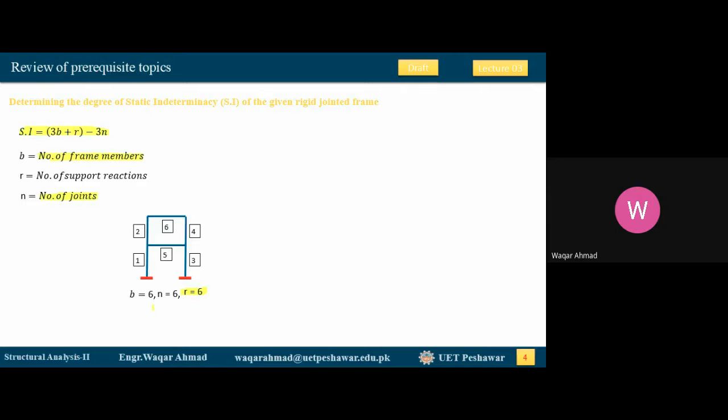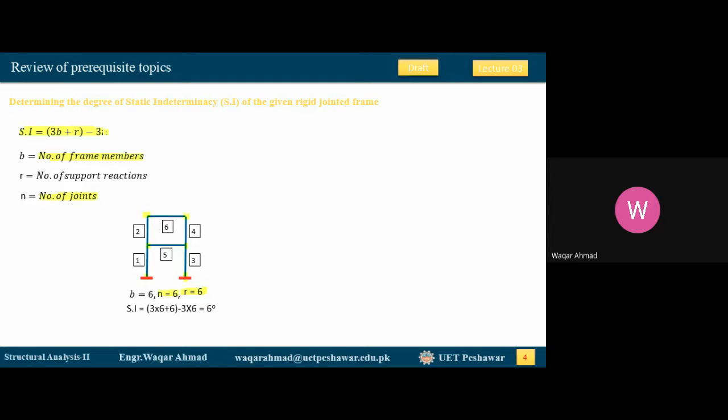What is n? N is the total number of joints. So how many joints do we have? We have joint 1, the 2nd, the 3rd, the 4th, the 5th, and the 6th joint. So the total number of joints is 6. If we plug them into the equation, 3b plus r minus 3n, we get 6 degrees.